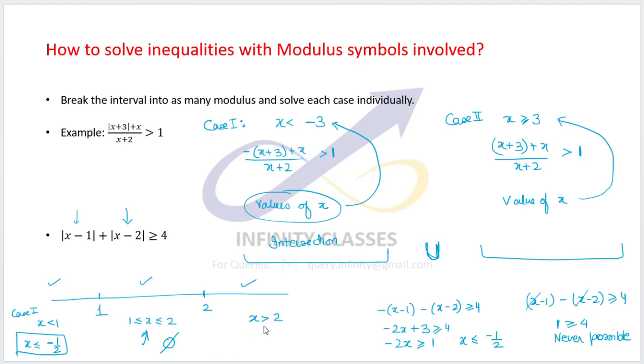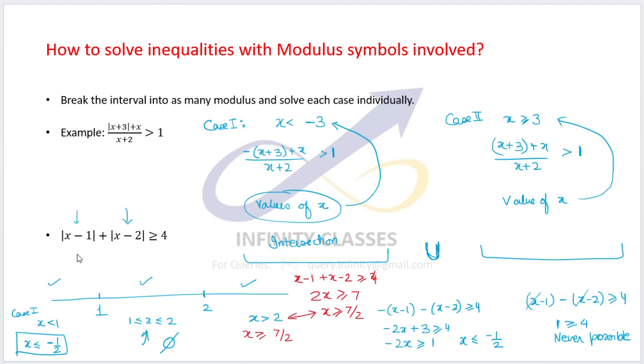Okay. I'll change it and do this problem also. For x greater than 2, this is positive, this is positive. So it would be x minus 1 plus x minus 2 is greater than or equal to 4. So this will come out to be 2x is greater than or equal to 7, x is greater than or equal to 7 by 2. So this is a prime condition for x greater than 2. What is the intersection between the two? x is greater than or equal to 7 by 2.